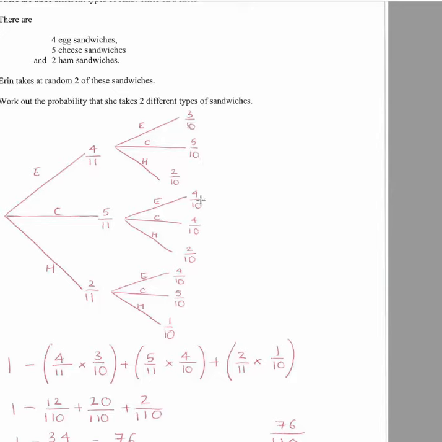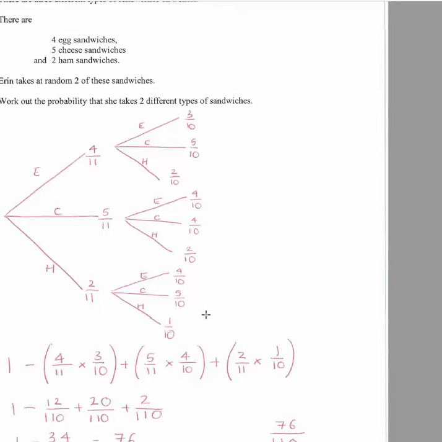Okay, here the probability of egg is 4 out of 10 because the first sandwich was cheese, and therefore there's going to be 1 less cheese, so that's 4 out of 10. So you've just got to concentrate when you set this out, and not rush it. And once again here, this is the probability that the first sandwich is ham. Well, in that case, if the first sandwich was ham, only 1 sandwich out of 10 will be ham on the second go.